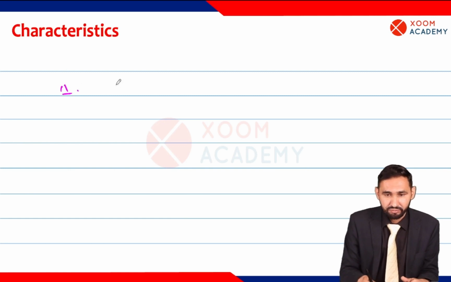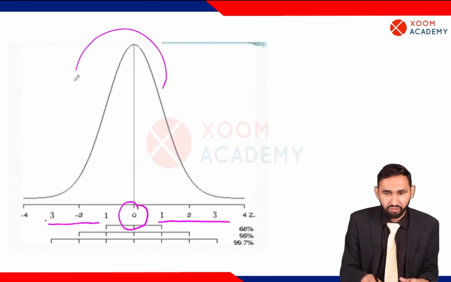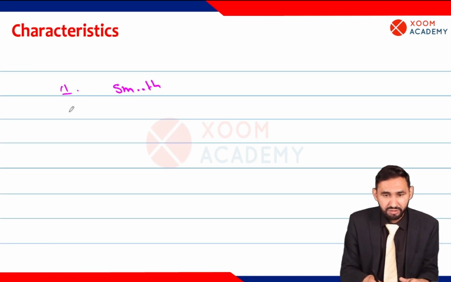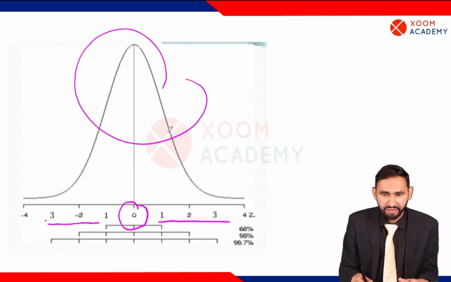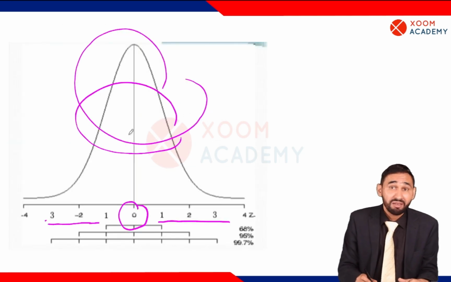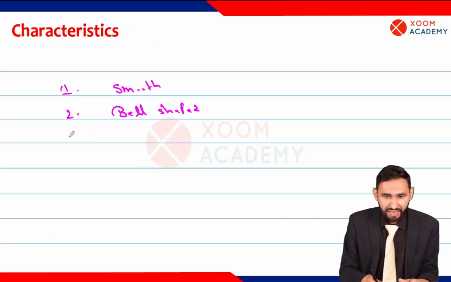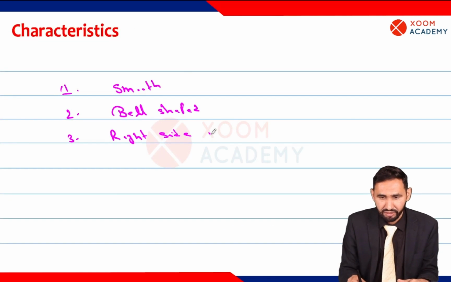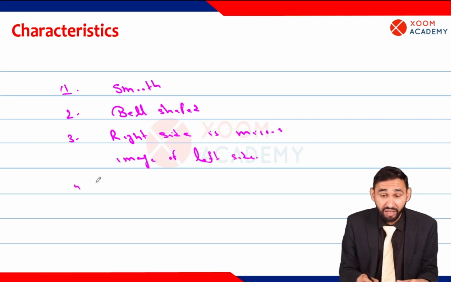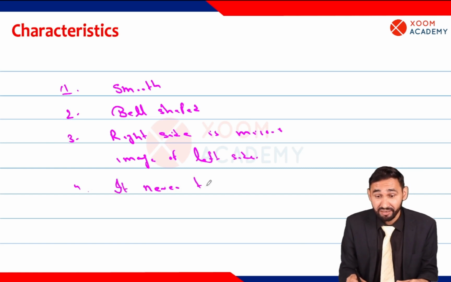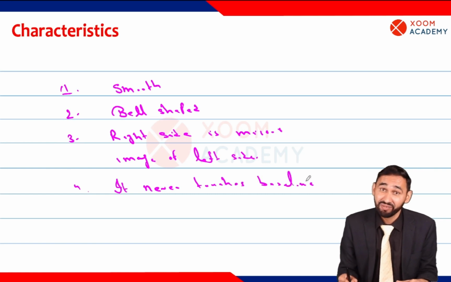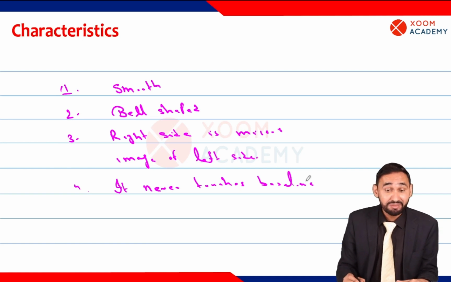This is smooth. As you can see, it is smooth. And number 2, bell-shaped. You must remember these characteristics. And number 3, the right side is a mirror image of the left side. Both sides are equal. So you can write, the right side is a mirror image of the left side. Plus, always remember it never touches the baseline. Why does it never touch the baseline? There must be a certain reason. Because data is infinity. We have mentioned data is infinity. It is continuously spreading. So it never touches the baseline.